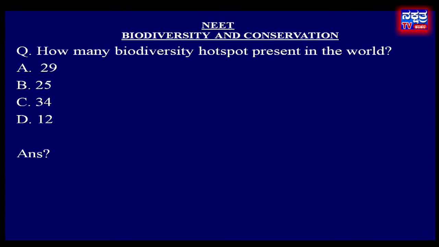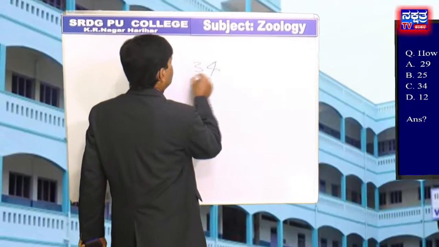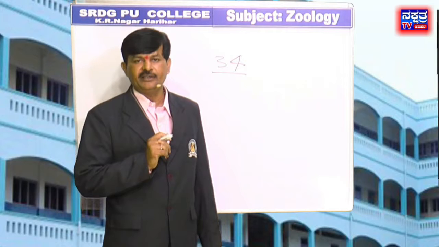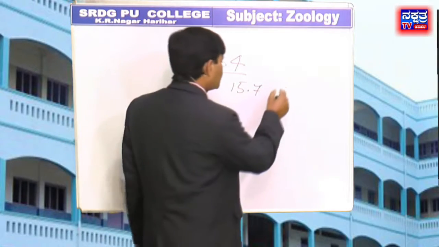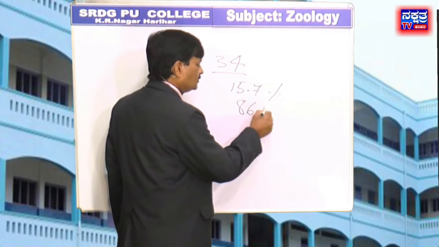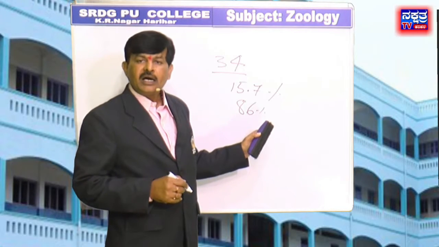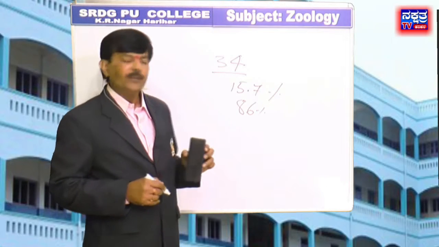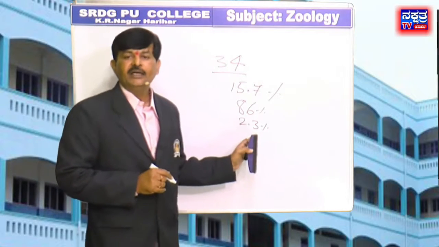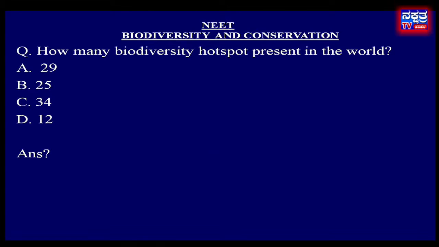Move to next question. How many biodiversity hotspots are present in the world? Option A 29, option B 25, option C 34, option D 12. There are 34 biodiversity hotspots that have been identified. They once covered about 15.7% of Earth's surface. 86% of the hotspots habitat has already been destroyed. The intact remains of the hotspots now cover only about 2.3% of the Earth's land surface. Therefore, in the given options, C, that is 34 biodiversity hotspots, is the right answer.